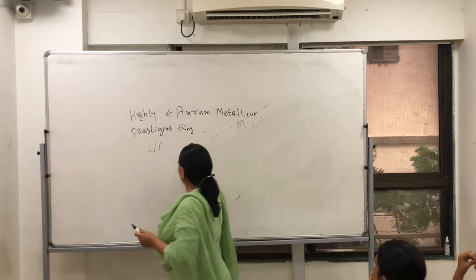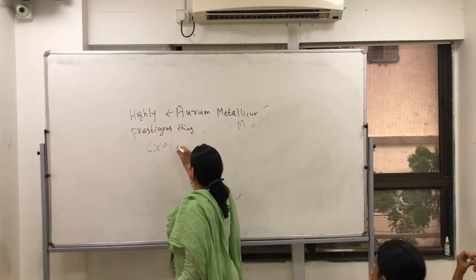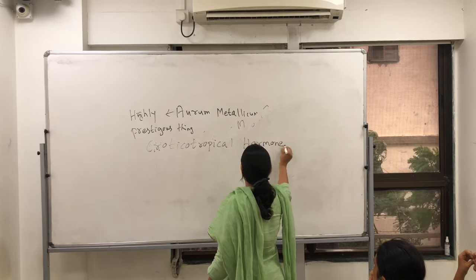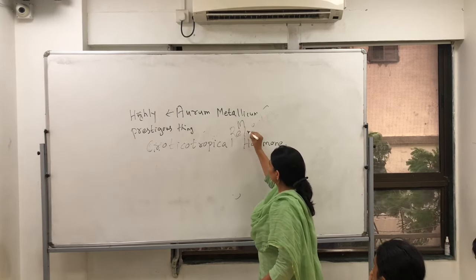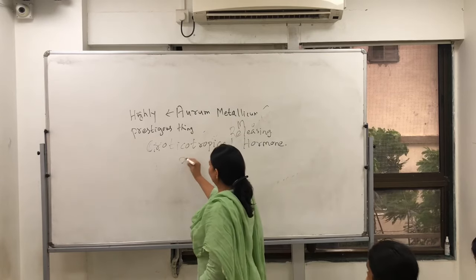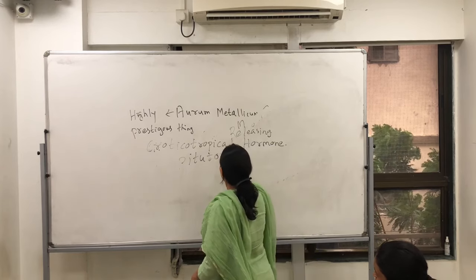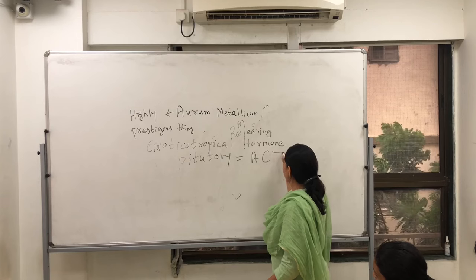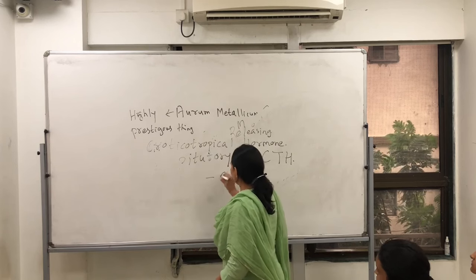Now, endogenous depression, what happens? Corticotropin-releasing hormone is secreted from the hypothalamus, which stimulates the pituitary gland, and this pituitary gland is influenced and secretes ACTH. Now this adrenocorticotropic hormone stimulates cortisol.